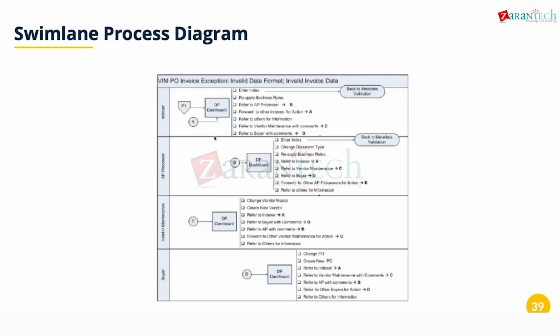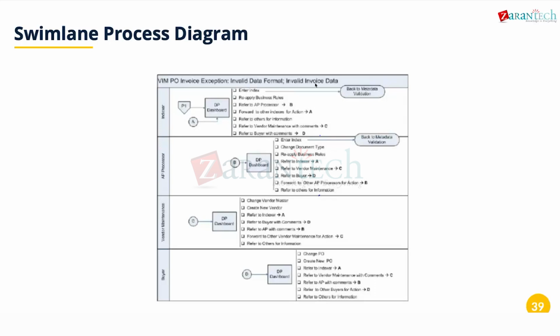Okay. So this is a kind of loop until the reapply business rule happens in any of these actions. If you see here, your indexer and the AP processor can do the reapply business rules, but vendor maintenance and buyers cannot. They don't have this button at all. So each user or VIM role has a different set of buttons based on which VIM role they have. Now, if I come to the example, whenever an invoice comes in, it says invalid invoice data.